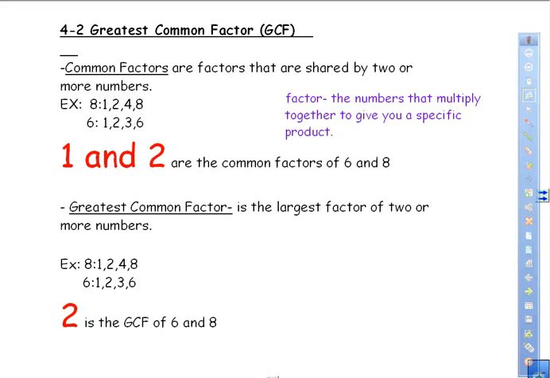Well, good afternoon. This is 4-2 Greatest Common Factor, which we also call the GCF. So what I want you to do is go ahead and take a few minutes, hit pause, and copy this information down. So go ahead and do that.